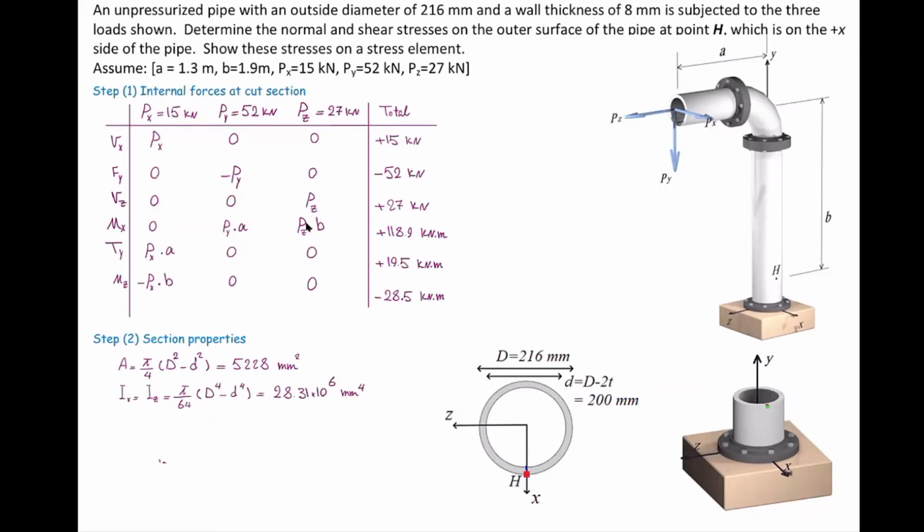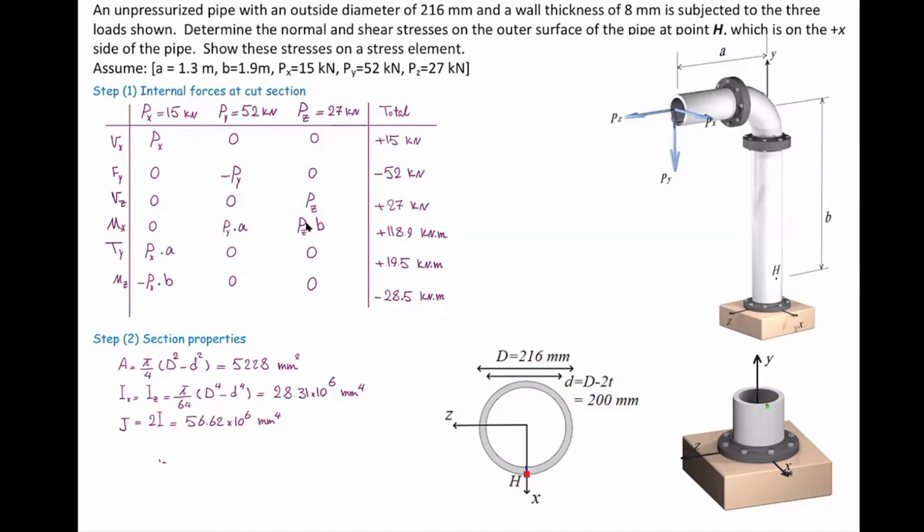Okay, what about J value? We would need J for determining torsion. J is simply sum of the moment of inertia about x and z. So in two perpendicular directions, add them together. Or we can use the equation that we have previously learned, pi over 32, external diameter to the 4th minus internal diameter to the 4th. So all of these properties were calculated.